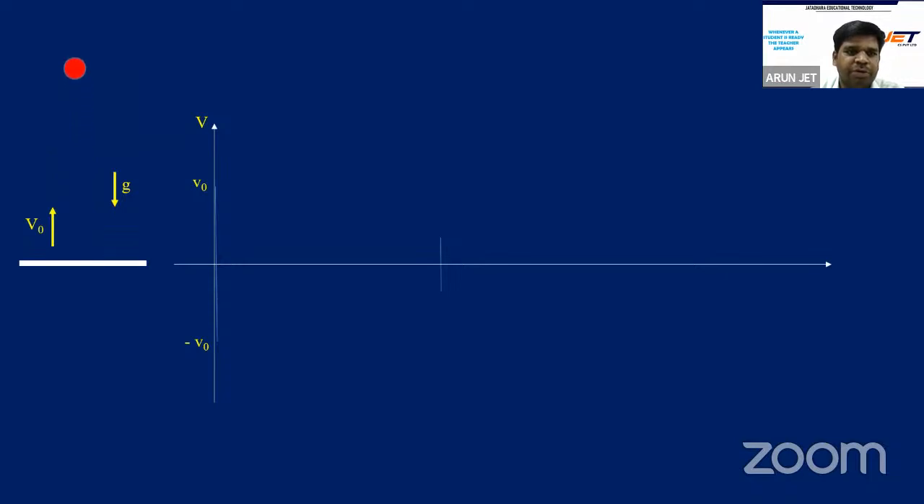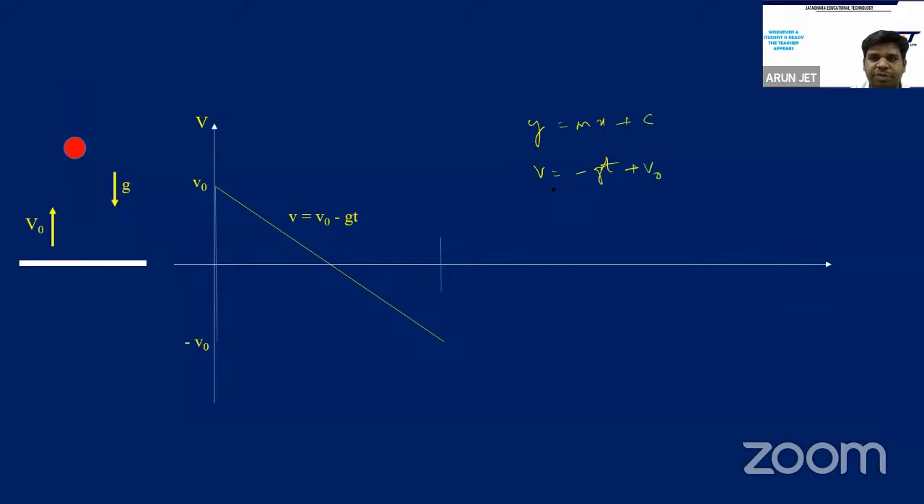Now I've got a ball going up and down. This is V equal to V naught minus GT, a straight line, like Y is equal to mx plus c. V is equal to minus GT plus V naught, where minus G is the slope and V naught is the intercept. What intercept? Y intercept. When t equal to 0, V equal to V naught.